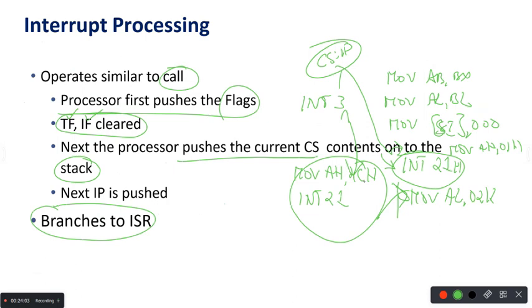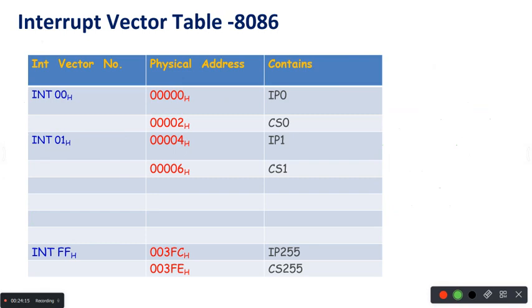The same process happens in call instructions also. You all know about it. So this is what happens when the microprocessor is interrupted. It's very easy to remember.